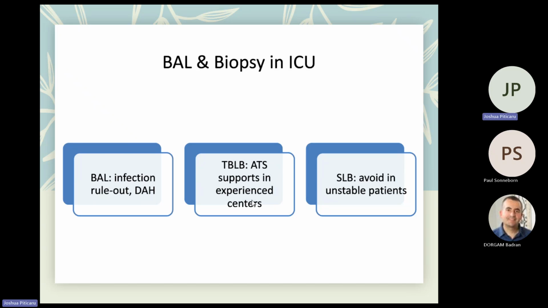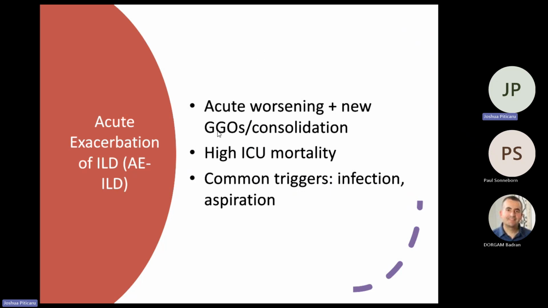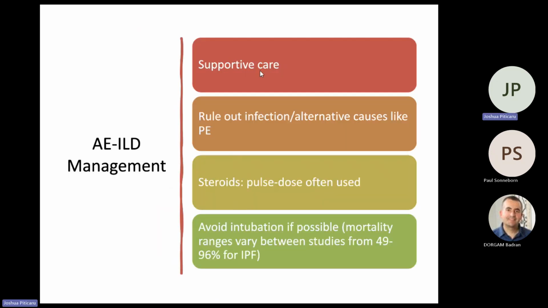Transbronchial only in supported and experienced centers, surgical, please avoid. So we talked about this: acute worsening, new ground glass or consolidation, high mortality. Some studies say 40, 50%. Some studies go up to 96%. And what are the triggers? Treat them, support them, rule out infection or alternative causes like PE.